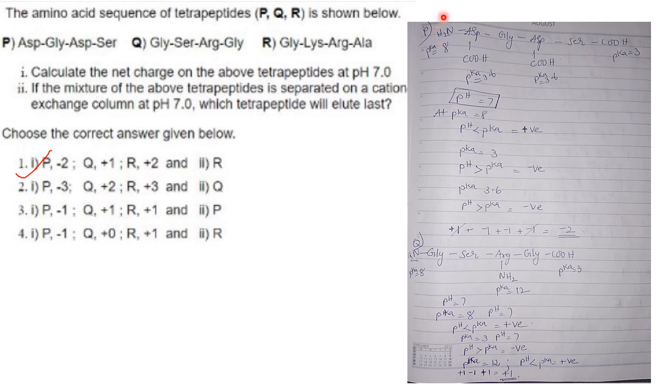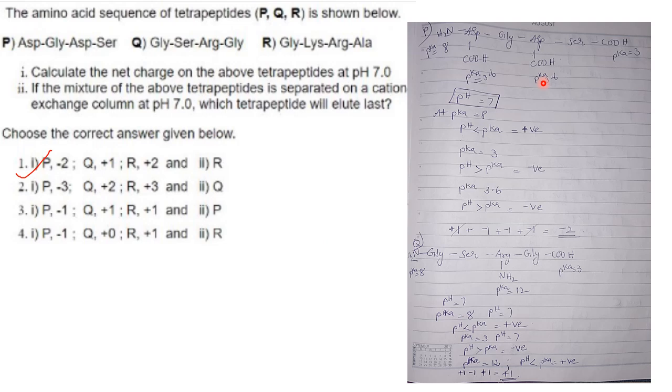This tetrapeptide has an N-terminal amino group and a C-terminal carboxy group. Now aspartic acid also has a side chain carboxylic group. Glycine doesn't have any side chain. Again aspartic acid has a side chain carboxylic group. Serine also doesn't have ionizable side chains. The pKa of the terminal amino group is 8 and of the terminal carboxyl group is 3, whereas that of the side chain of aspartic acid is 3.6.